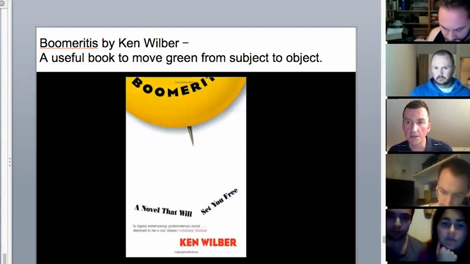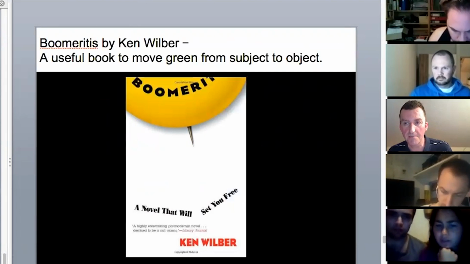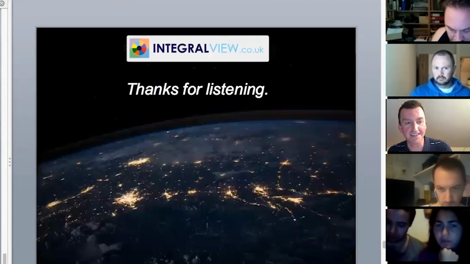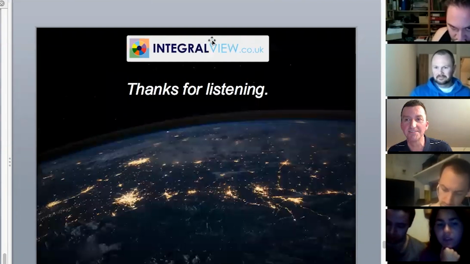The last one was about Boomeritis as a book that really helps that movement from green to yellow. It is quite a brutal read, and you just have to keep going. It deconstructs green in a massive way. I love it. I think it's a great book. It's quite funny too.